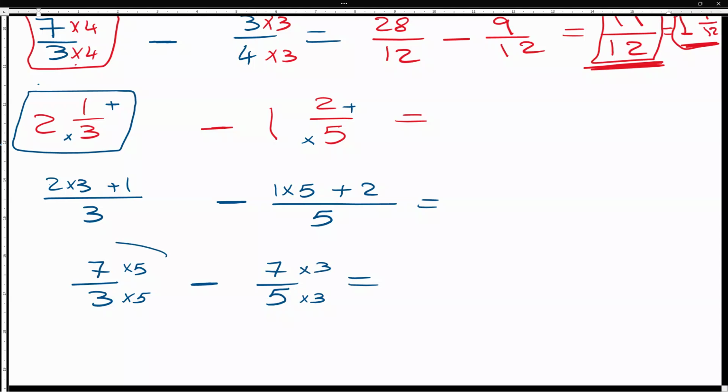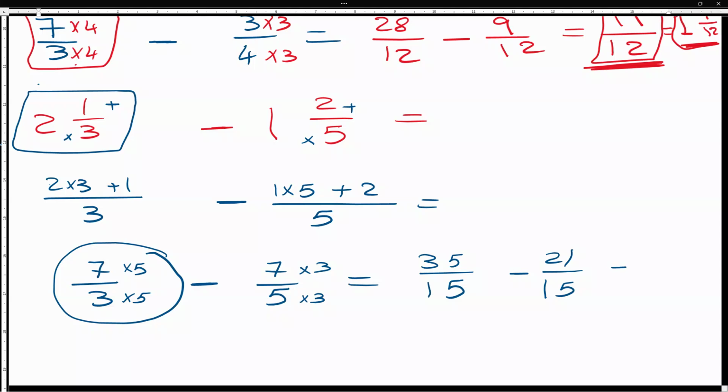By doing this, now the question will look different. How? 7 times 5, this is 35 out of 15, minus 7 times 3, which is 21 out of 15, and this is equal to 14 out of 15, which is the final answer, because I cannot simplify 14 and 15.